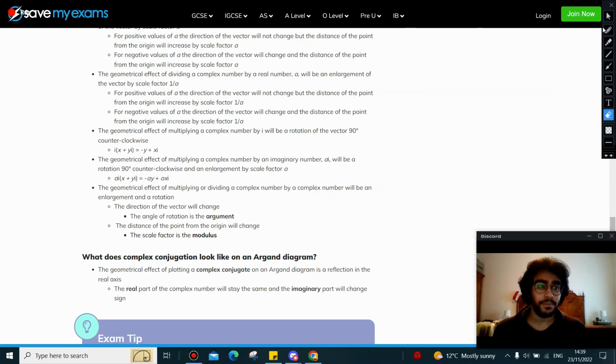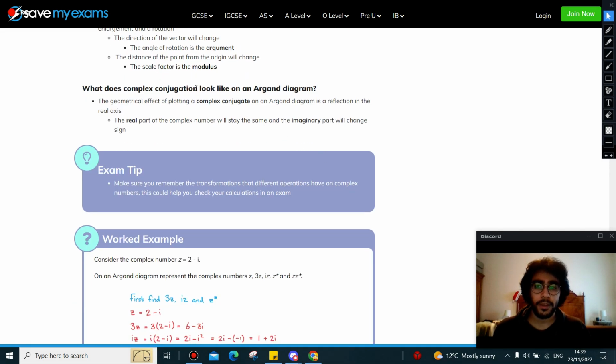What else? What does a complex conjugation look like in an Argand diagram? The answer is very simple. The geometrical effect of plotting a complex conjugate on an Argand diagram is a reflection in the real axis. Basically, if your complex number is a plus bi, the complex conjugate would be a minus bi, and this is just, again, a reflection in the real axis.